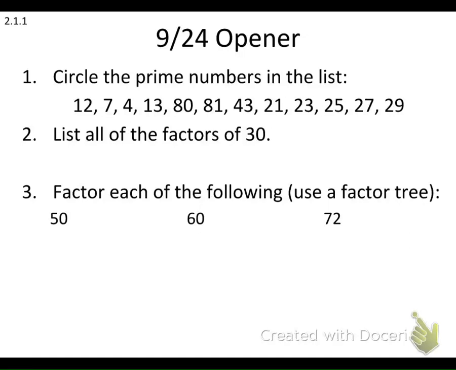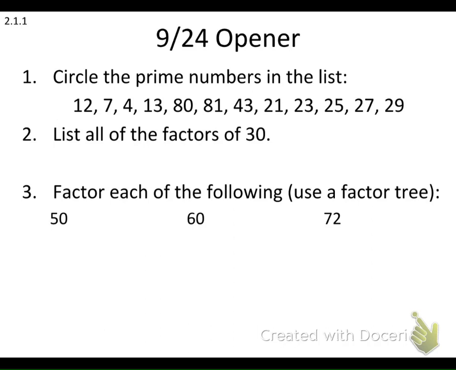Okay, so we're looking up here. We need to identify what a prime number is. I am telling you right now, 12 is not a prime number. The reason why 12 is not a prime number, and is going to be considered a composite number, is because it has more than 2 factors.